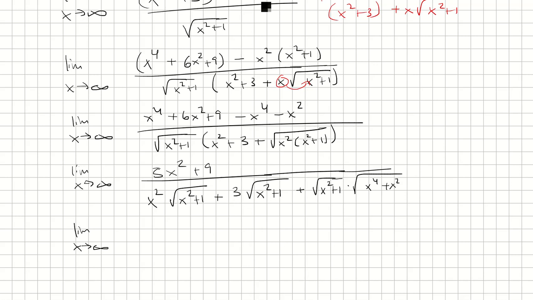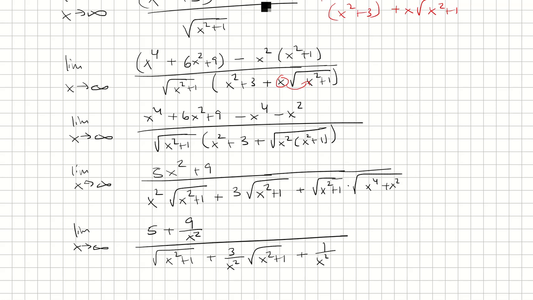So 5x squared divided by x squared is 5. And then we have 9 over x squared. The nice thing here, when you divide this term by x squared, it cancels with this x squared. So we have square root of x squared plus 1. And then we have 3 over x squared plus 1. And then 1 over x squared, square root of x squared plus 1, square root of x to the 4th plus x squared.